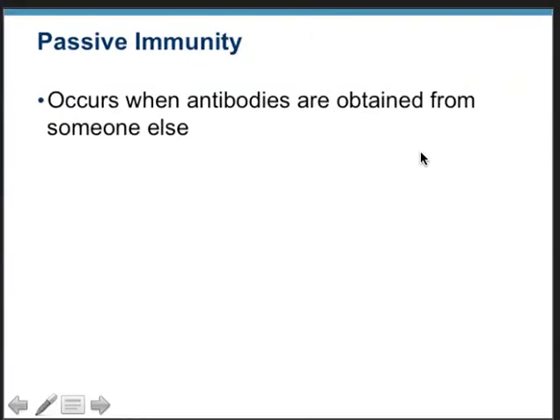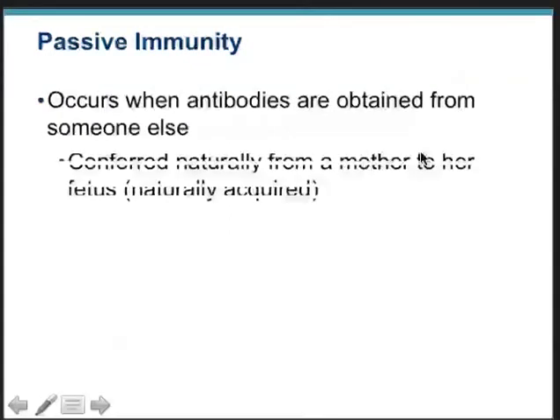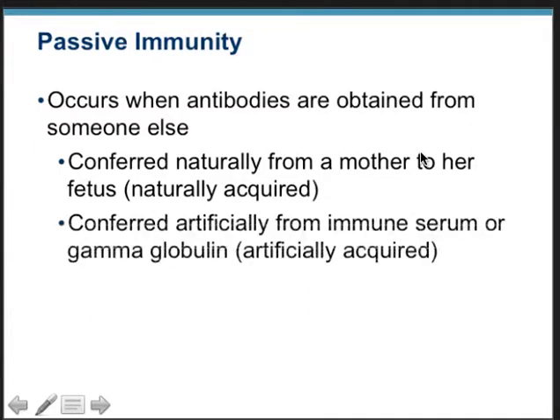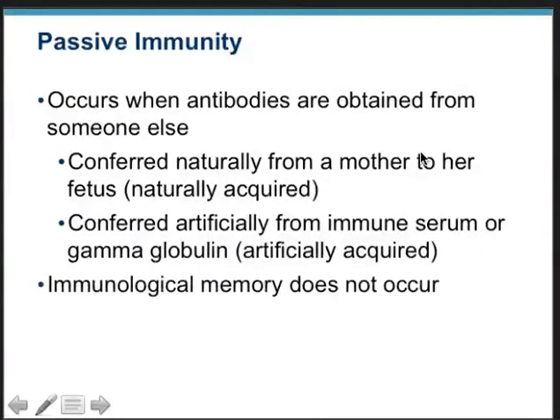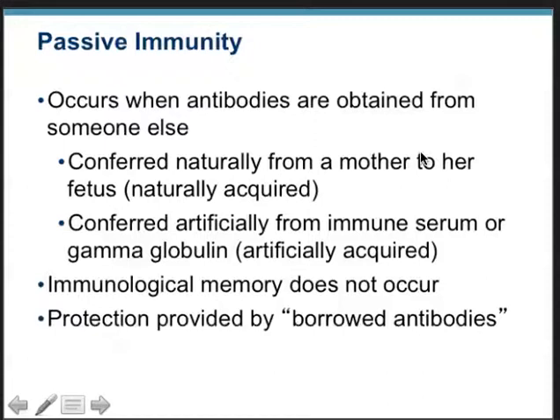Now, passive immunity occurs when antibodies are obtained from someone else. This can be conferred naturally from a mother to her fetus, where we call this naturally acquired. We get this, for instance, in breast milk, and we also can get it to some extent through the placenta while the baby's developing in the mother's uterus. And it can also be conferred artificially from immune serum or gamma globulin. In this case, we call it artificially acquired. Immunological memory does not occur in this case because what's happening here in passive immunity is that we're using borrowed antibodies to provide temporary protection from the disease until you're out of danger.